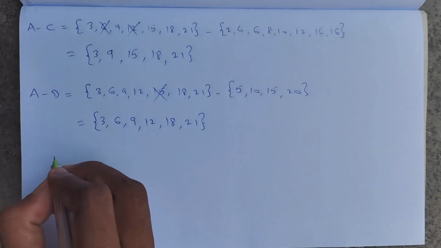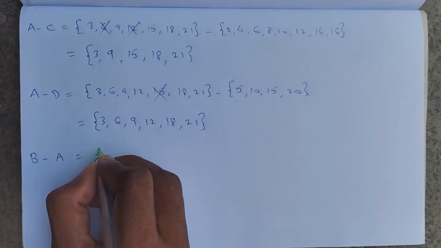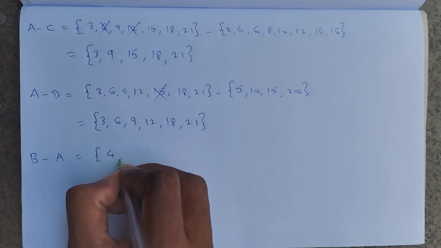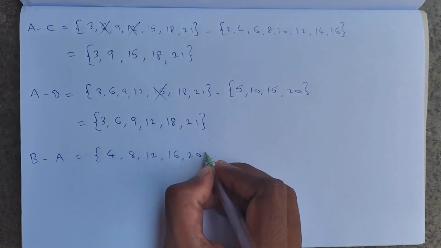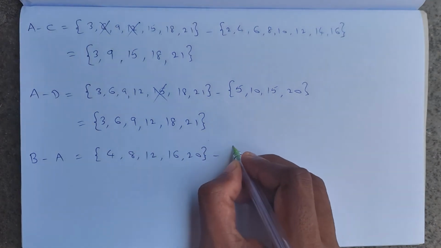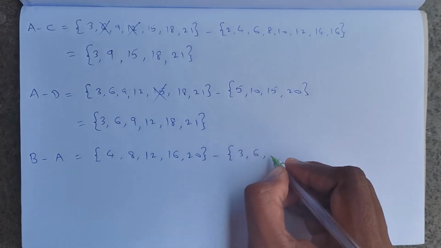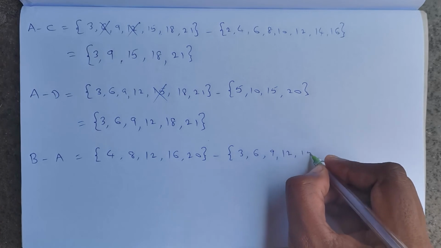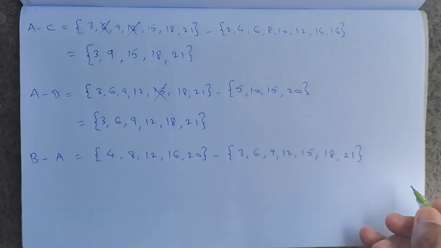Next one is B minus A. Set B has elements 4, 8, 12, 16, 20, minus set A, which has the 3 table till 21: 3, 6, 9, 12, 15, 18 and 21. Now we are finding B minus A.